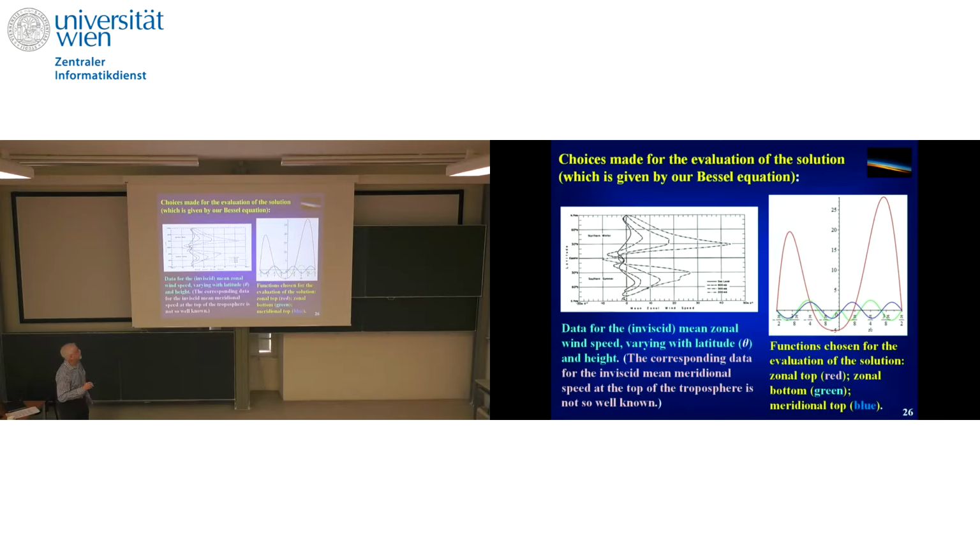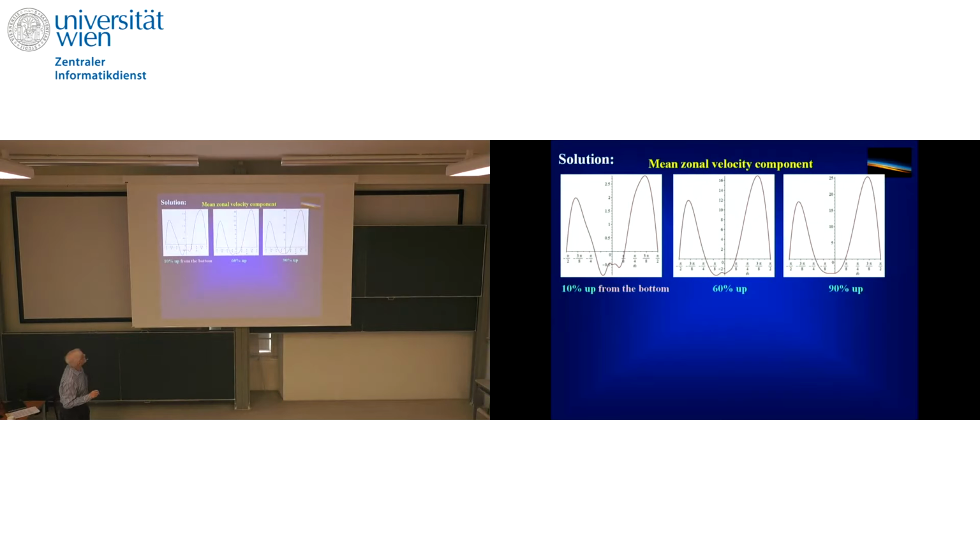Right, well, I suppose I better show you what the system looks like. This is an exact evaluation of that solution that I showed you with the Bessel functions in. So I've plotted it. It is 0 at the very bottom because it's the no-slip boundary condition. So I've shown you what the mean zonal velocity looks like. 10% up from the bottom, it's a scale of about 2.5, going up to 25 here when you're 90% up, and this is about 60% up.